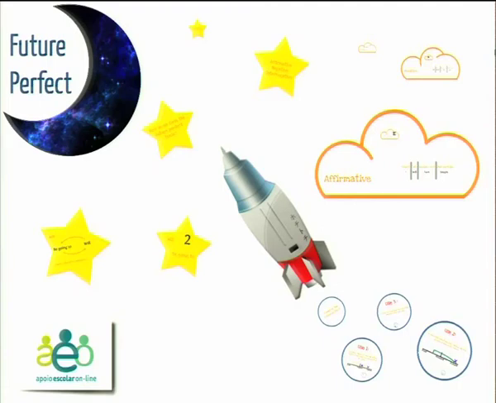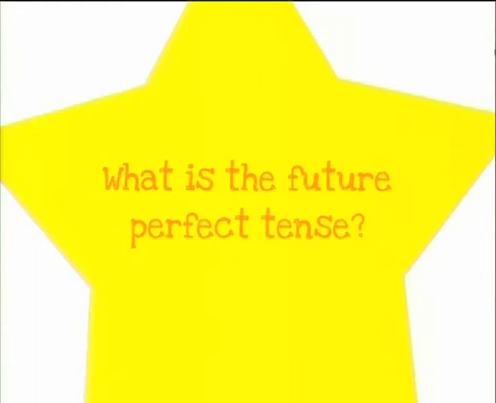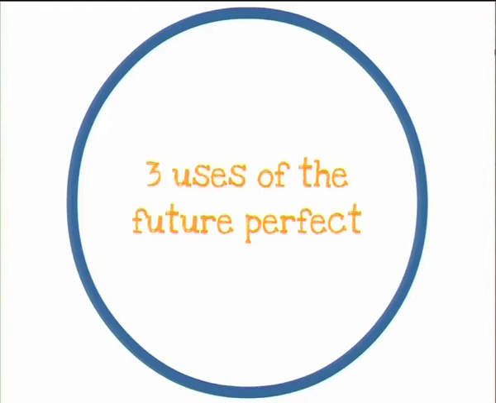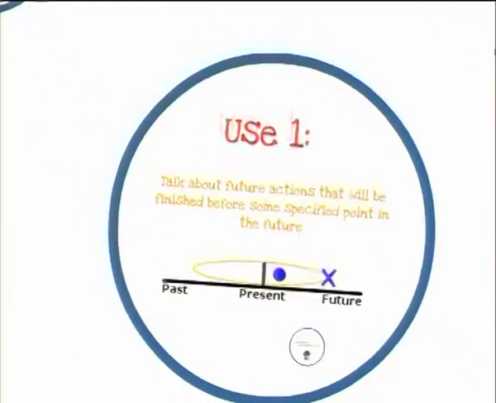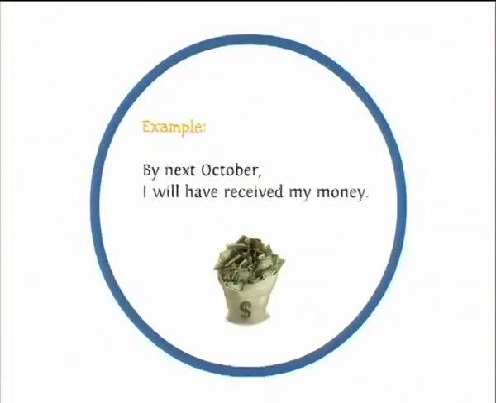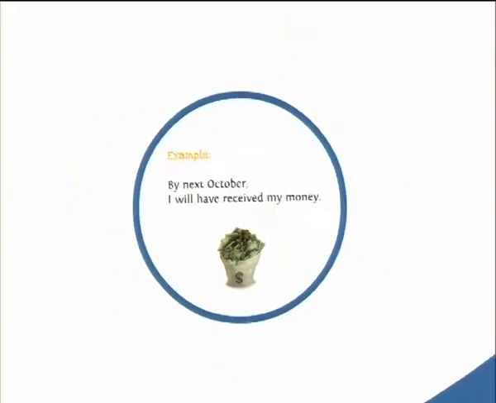Future perfect. What is the future perfect tense? Here are some of the most common uses of the future perfect. We use this tense to talk about future action that will be finished before some specified point in the future. For example, by next October, I will have received my money.